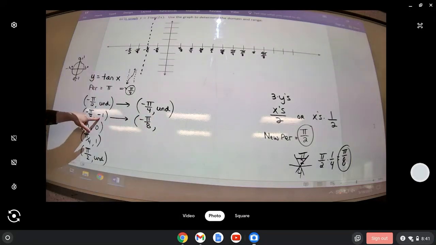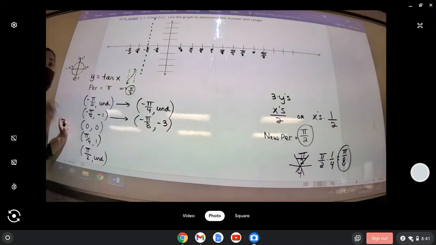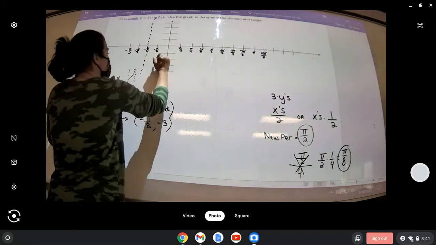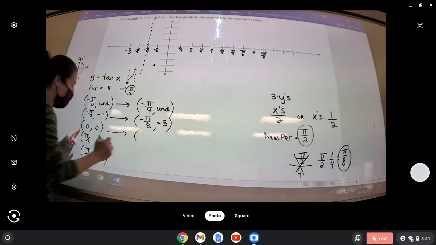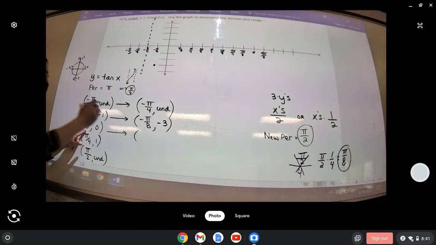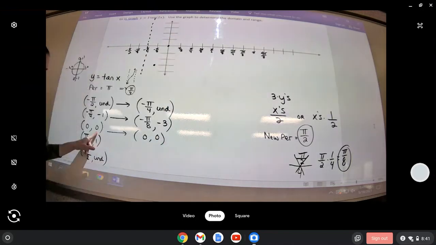Take your y coordinate and times it by 3. That's negative 3. So now you have a key point at negative pi over 8, negative 3. This has been stretched, right? Vertically, at least. All right, now we go to the next point. Take your x coordinate, times it by a half, it's still 0. Take your y coordinate, times it by 3, it's still 0.